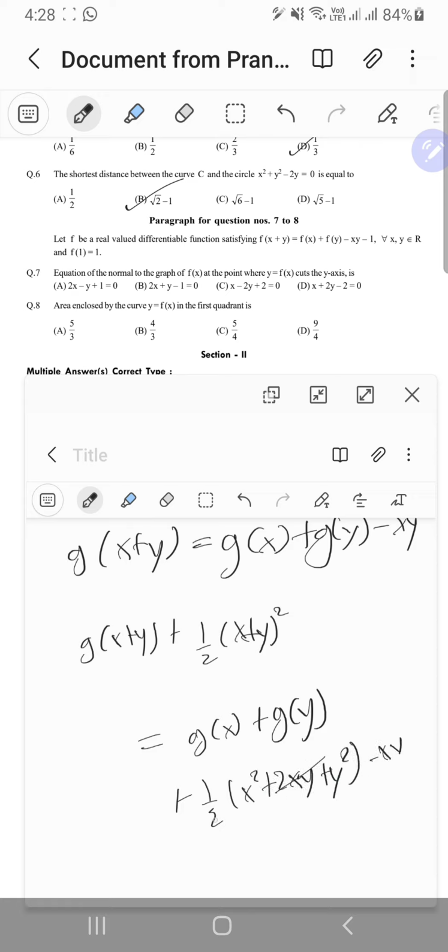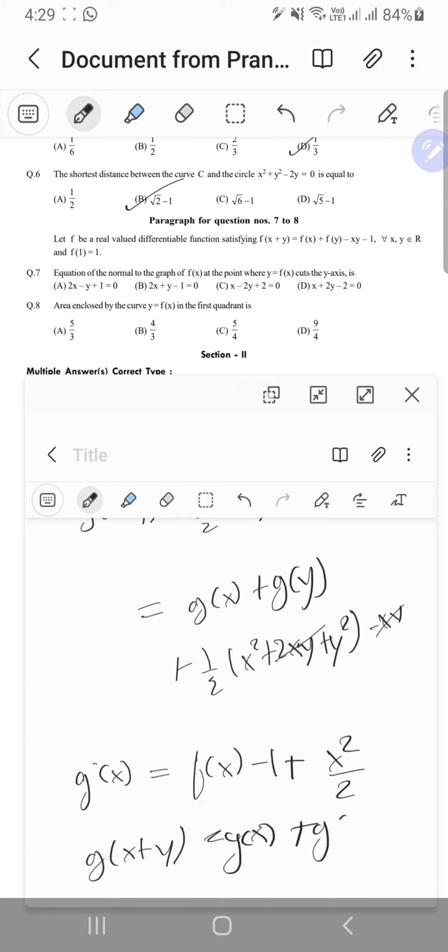So you know what, let's do this. Instead of doing this substitution, I'll say g of x is f of x minus 1 plus x squared upon 2. Yeah, that's better. So what that tells us is that g of x plus y equals g of x plus g of y, of course.